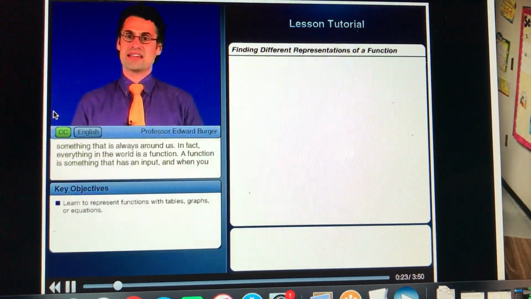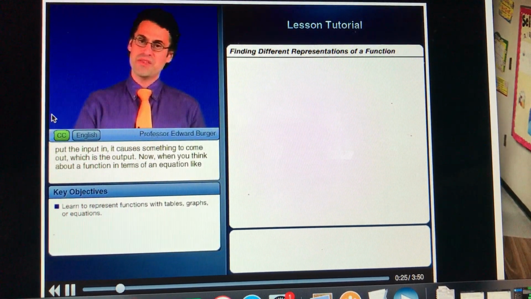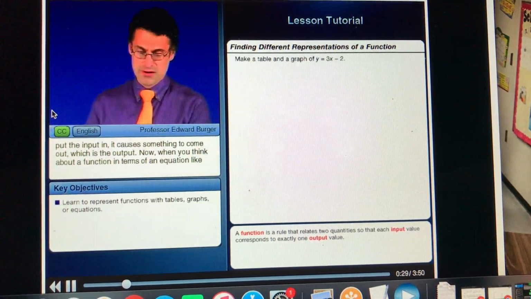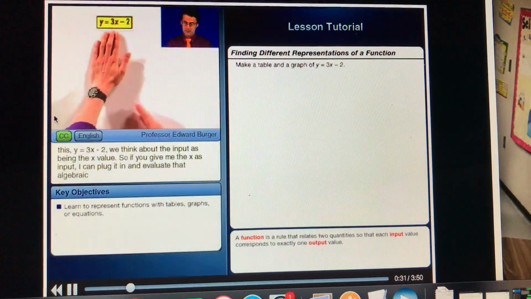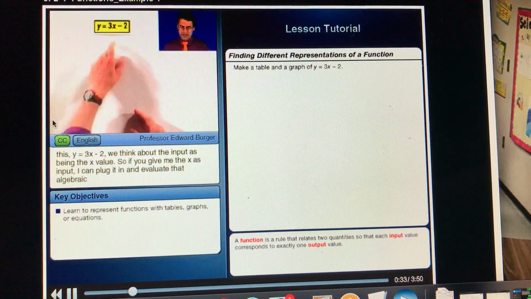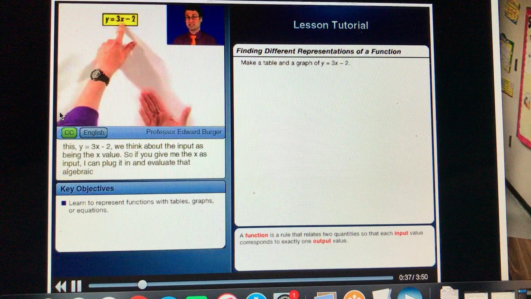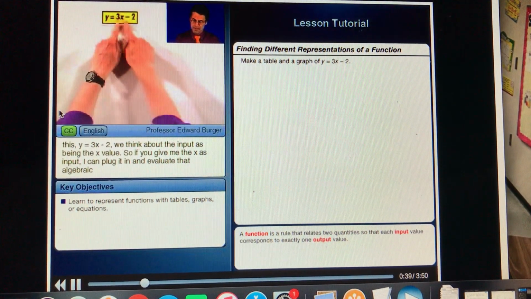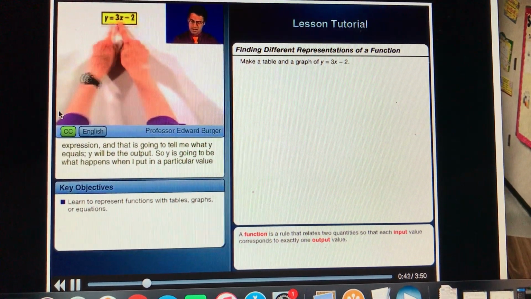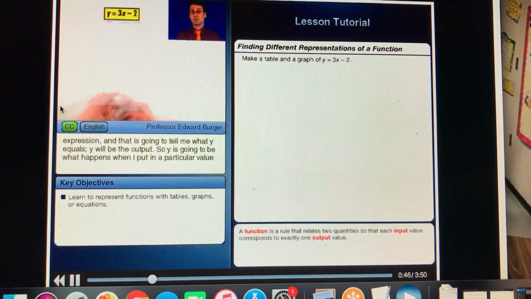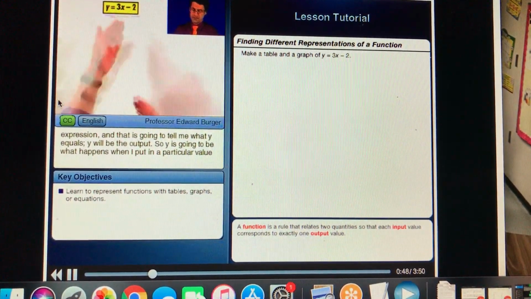A function is something that has an input, and when you put the input thing in, it causes something to come out, which is the output. Now, we can think about a function in terms of an equation like this, y equals 3x minus 2, where we think about the input as being the x value. So if you give me the x as input, I can plug it in and evaluate that algebraic expression, and that's going to tell me what y equals. Y will be the output. So y is going to be what happens when I put in a particular value for x.